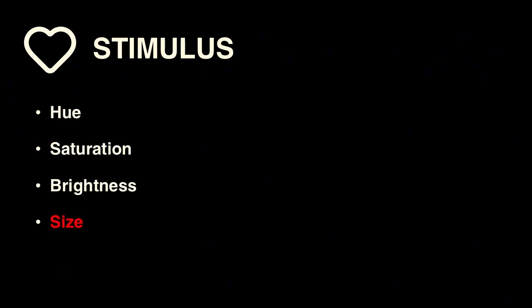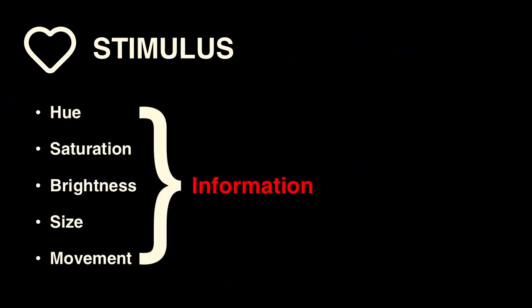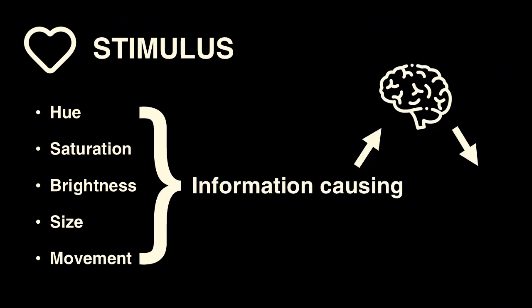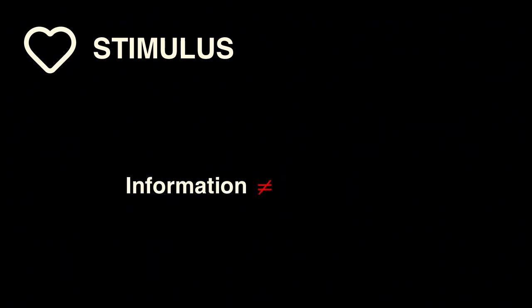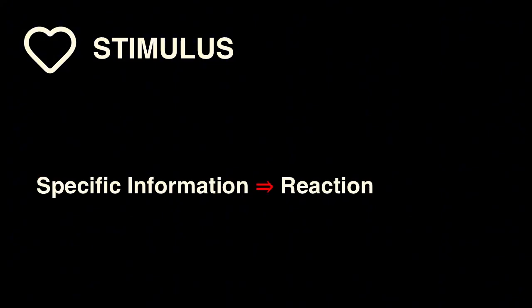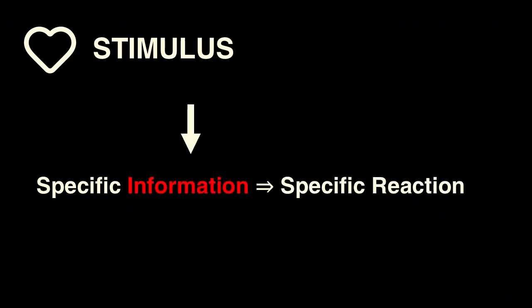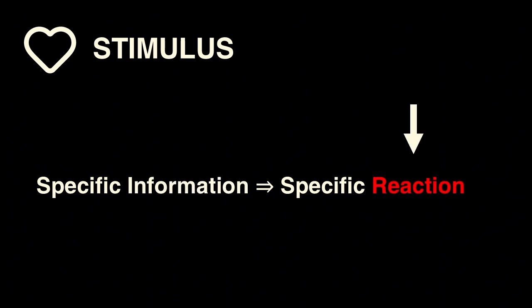Why is this important? Because a stimulus is information causing a reaction. All of these forms of information, hue, saturation, brightness, size, and movement, are information causing your brain to react. But not all information causes the same reaction. It's a specific kind of information that causes a specific kind of reaction. And it was a specific kind of information that created a specific kind of reaction called addiction.